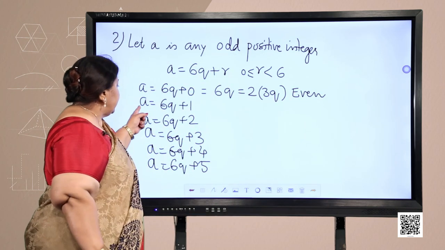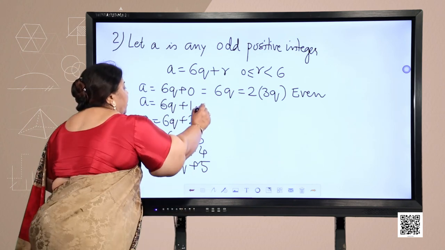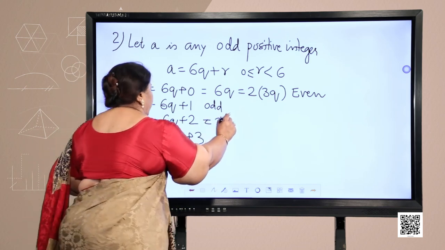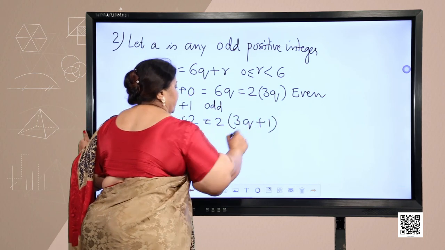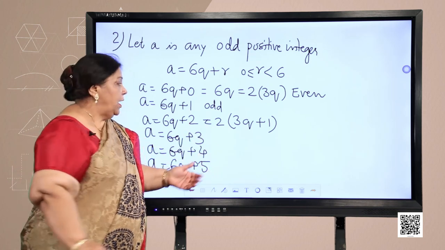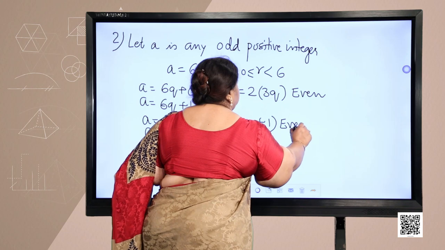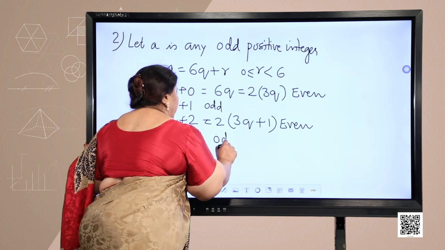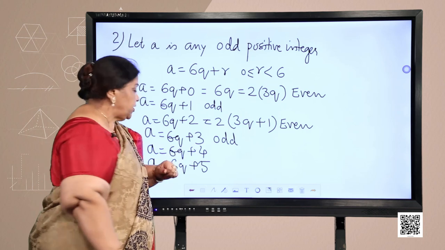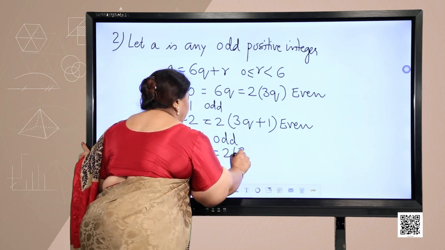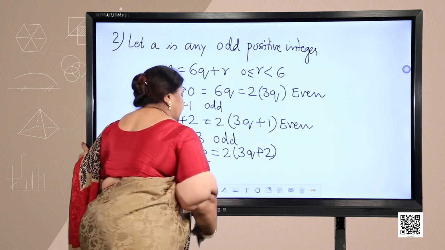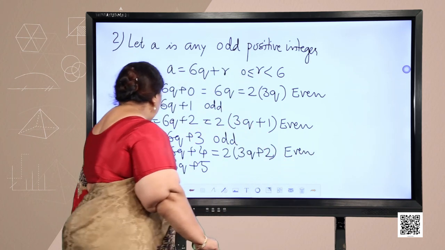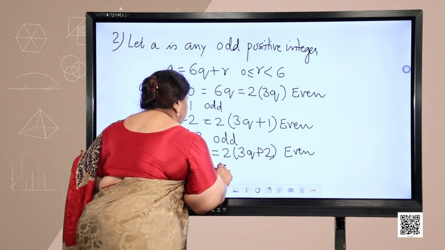All right. Now, in this case, a is equal to 6q plus 1 seems to be odd. In the next one, a is equal to 6q plus 2. Can I take 2 common here to write down 2 into 3q plus 1? Again, it justifies that it's a multiple of 2 and therefore it is an even integer. In the next, a is equal to 6q plus 3. This is an odd integer. Next, a is equal to 6q plus 4. In this, if I take 2 as common, I get 3q plus 2, suggesting that it is again a multiple of 2, therefore it has to be even. A is equal to 6q plus 5, this appears to be odd.